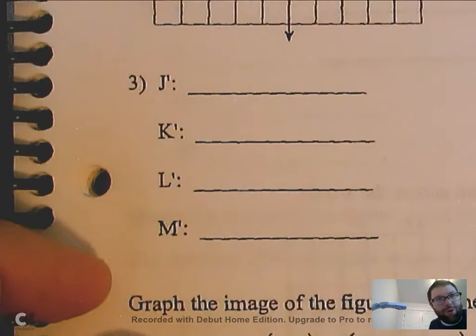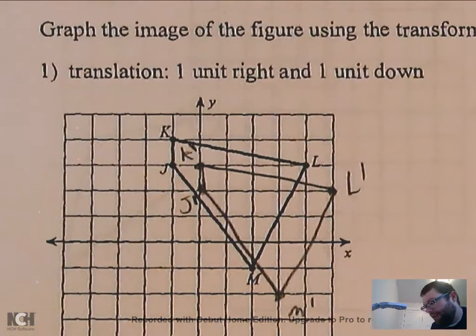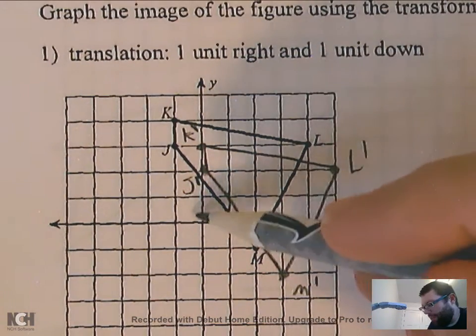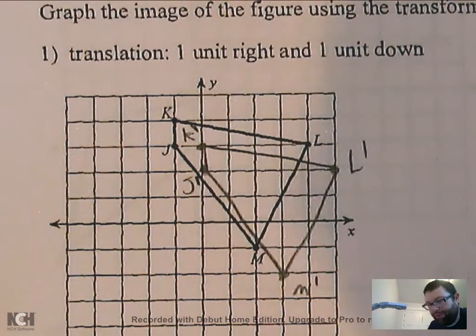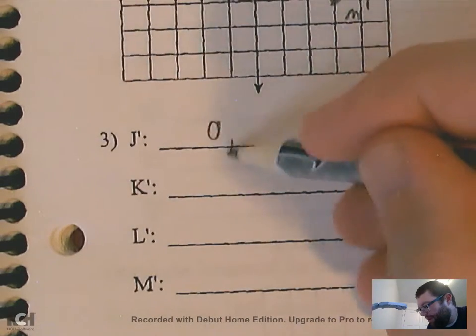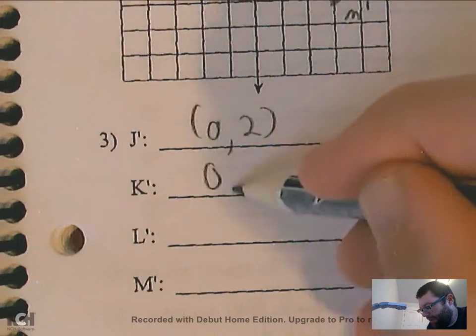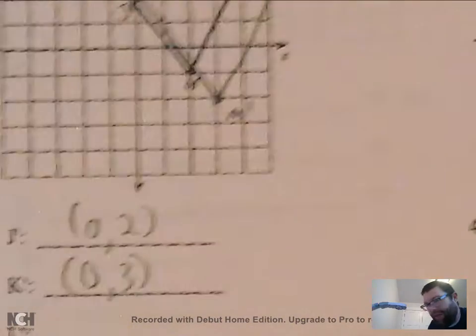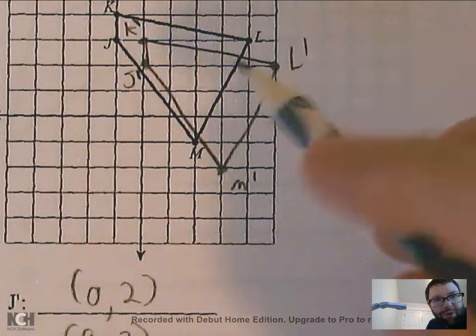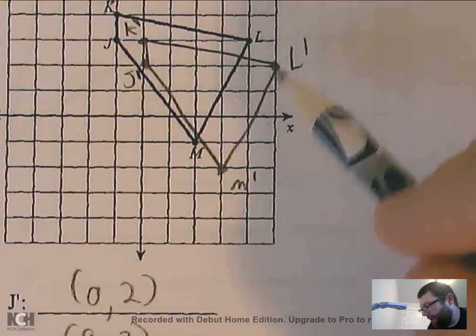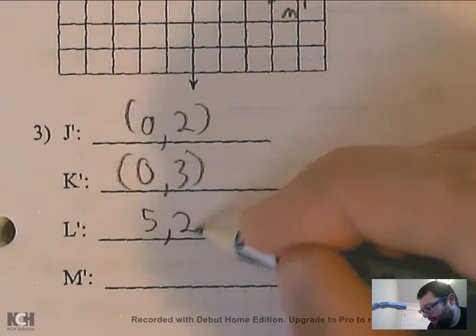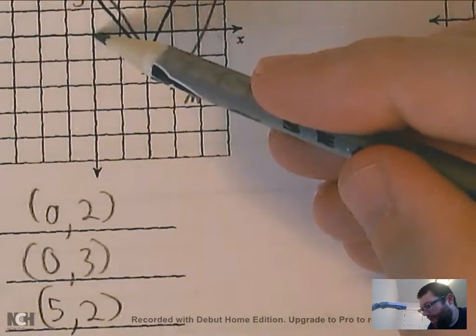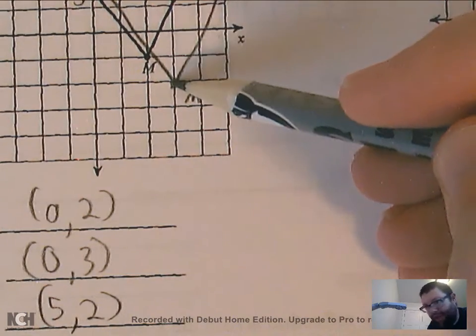I have to write down the ordered pair of the new points. So again, I just look at where the point is now. These are both on the y-axis, so J is at 0, 2, and K is at 0, 3. So my new J prime is 0, 2, and K prime is 0, 3. L prime is clear over here at 5, 2. And M prime is over here at 3, -2.